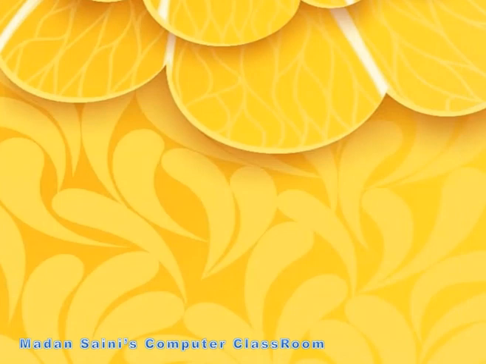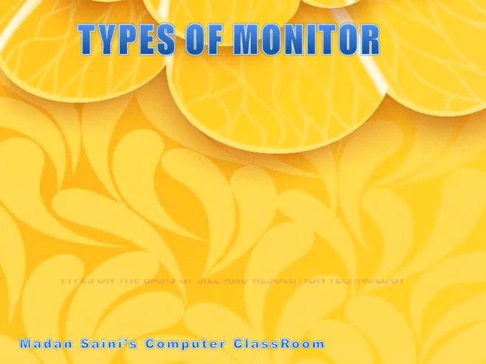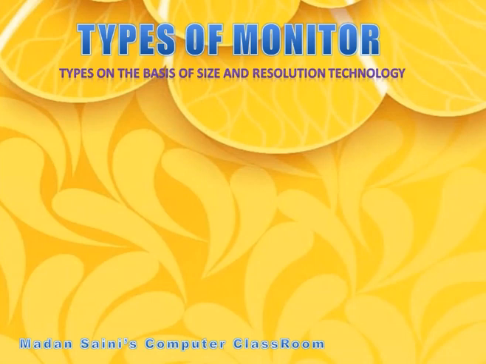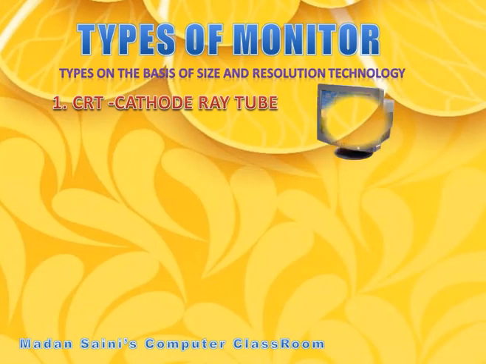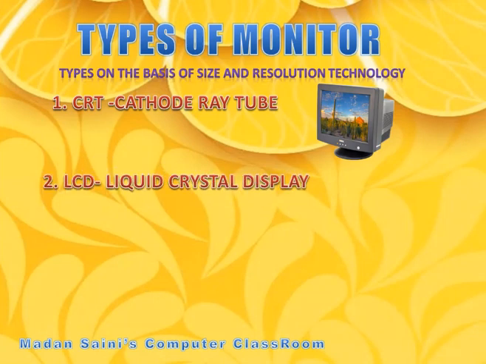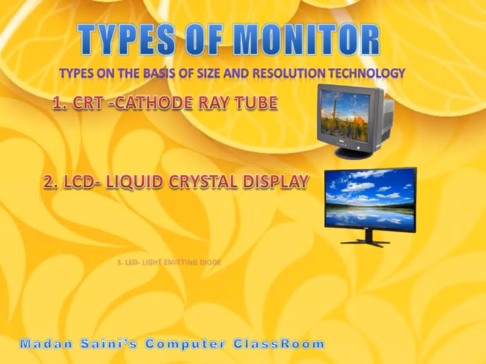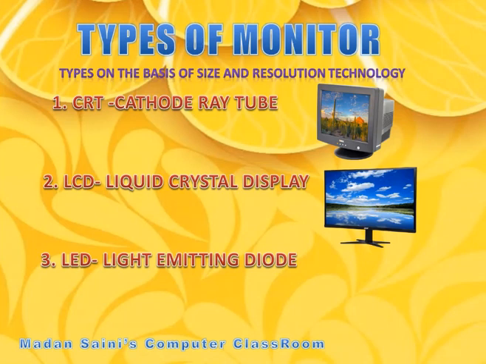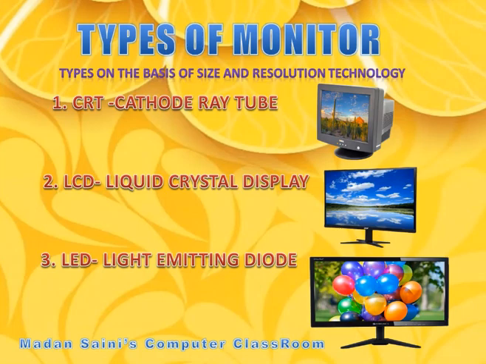Now, types of monitor. Types on the basis of size and resolution technology. There are three types of monitor. First, CRT, cathode ray tube. It looks like this. Second, LCD, liquid crystal display. It looks like this. And third one, LED, light emitting diode. It looks like this.